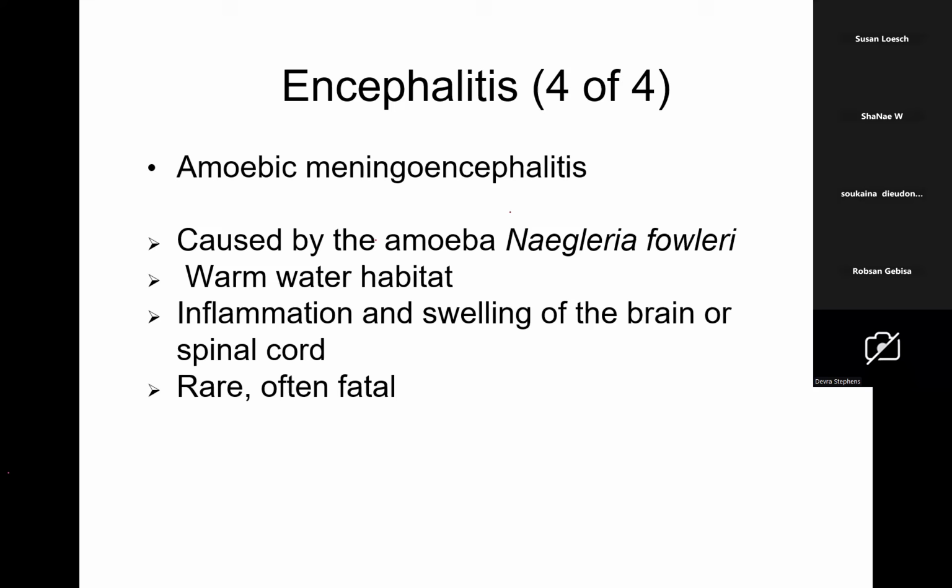Amoebic meningoencephalitis, and this is caused by the amoeba Naegleria fowleri. We have seen this summer at least 2 cases. One was in Minnesota and one was in Georgia.